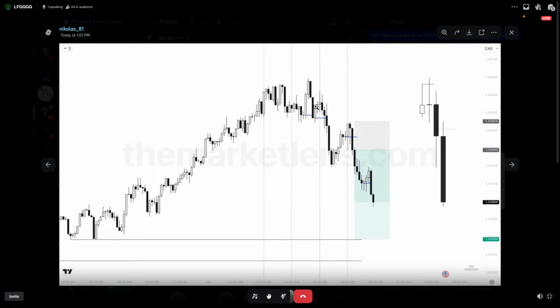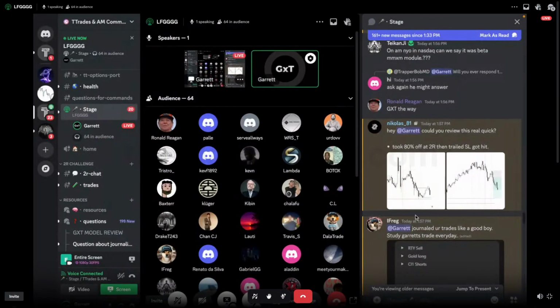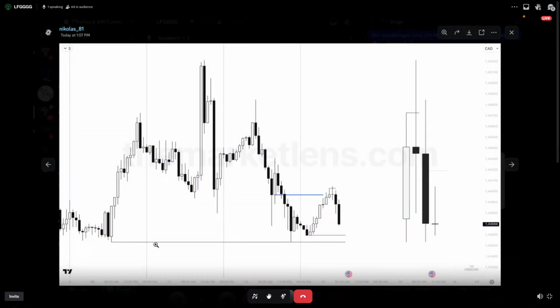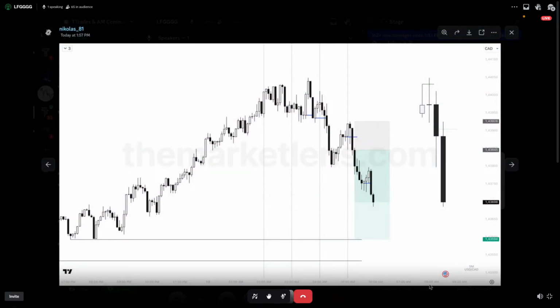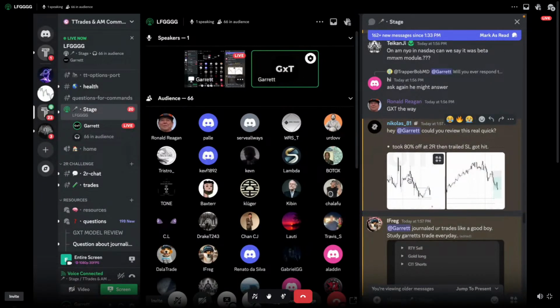This is exactly what we want to look for, a London reversal. Perfect. It just didn't work out. It worked out, but it didn't go to the final TP. But you see how you don't even have to be right, and you can still make money. That's a very good trade. Journal that and journal it as A+.